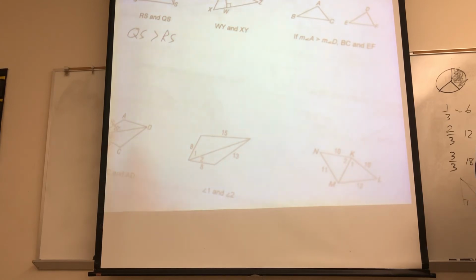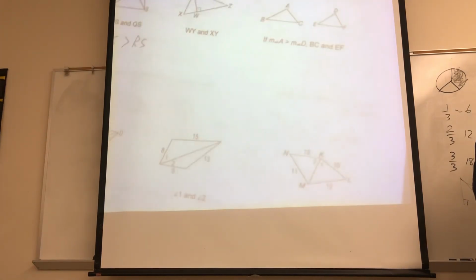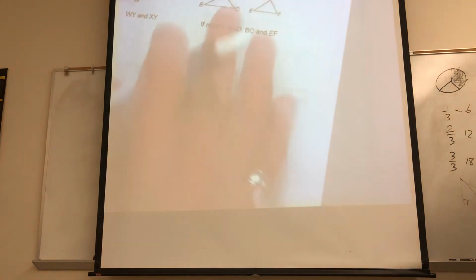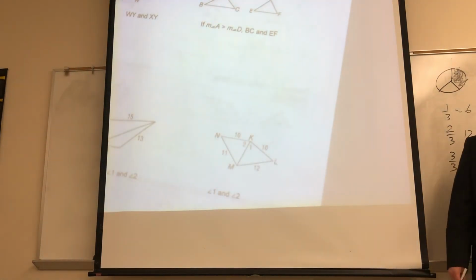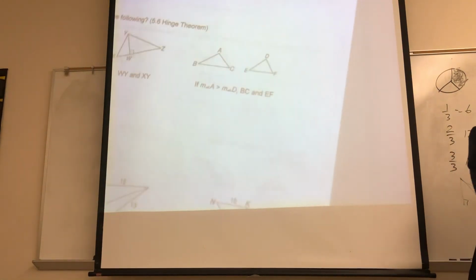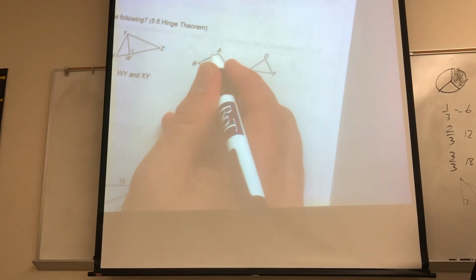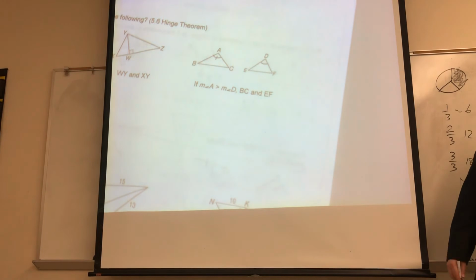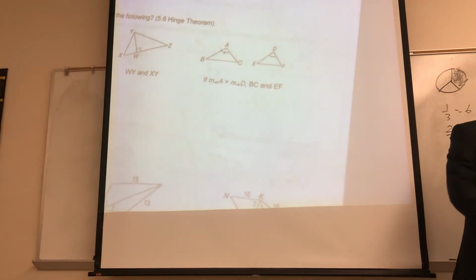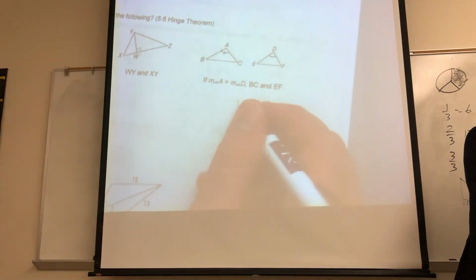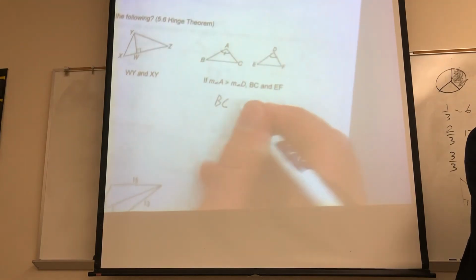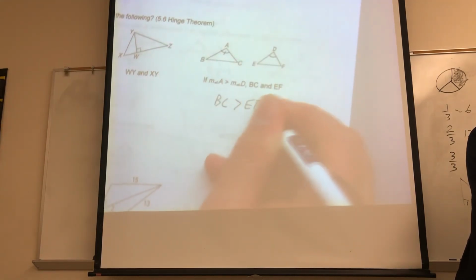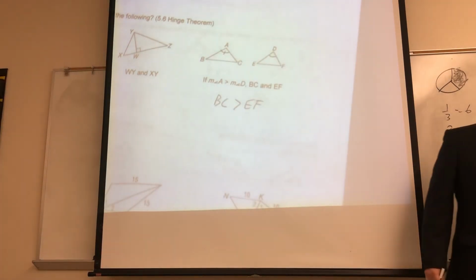Okay, same kind of thing with the next one. If we're looking at this though, this is that converse of the Hinge theorem. If we know that the measure of angle A, that'd be this one right here, is larger than the measure of angle D, what's the relationship between BC and EF? That would be that BC is going to be larger than EF. This is a more traditional Hinge theorem kind of question here.